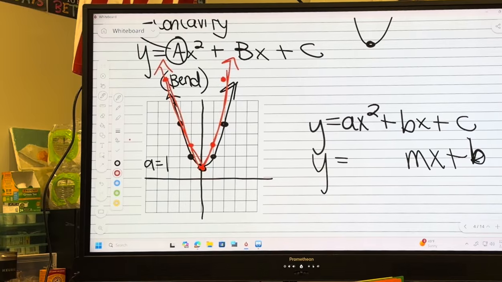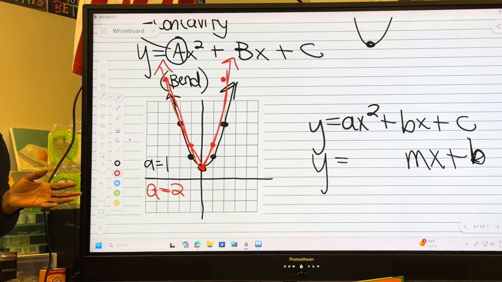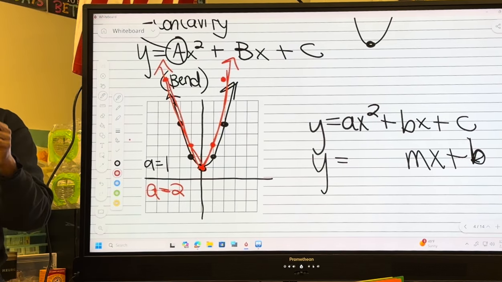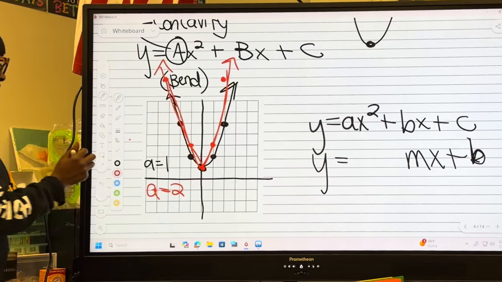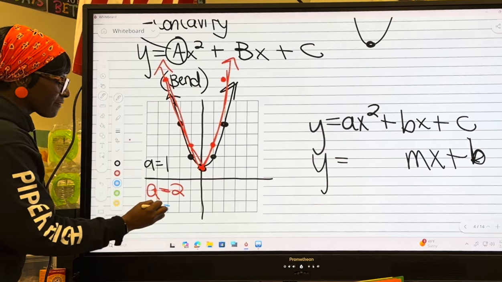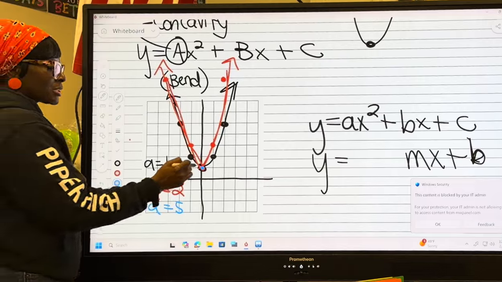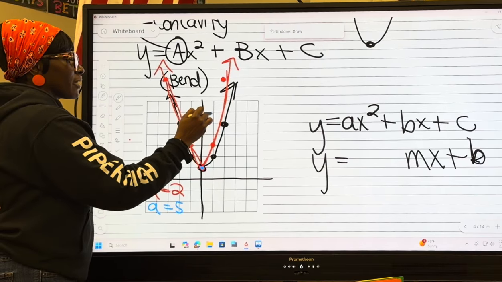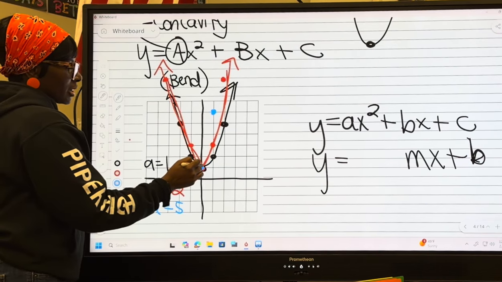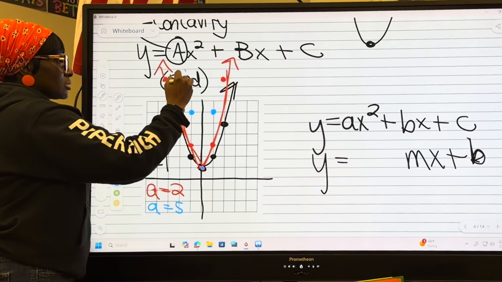The first one. What was the A for the first one? What was the A for the second one? It was 2. So the further away your A is from 0, the more narrow it would be. I'm gonna give you one more example. I'm gonna do an A of 5, starting in the same place. Watch what happens. Go right 1 and up 1, 2, 3, 4, 5. Then I'm gonna go left 1, up 1, 2, 3, 4, 5.